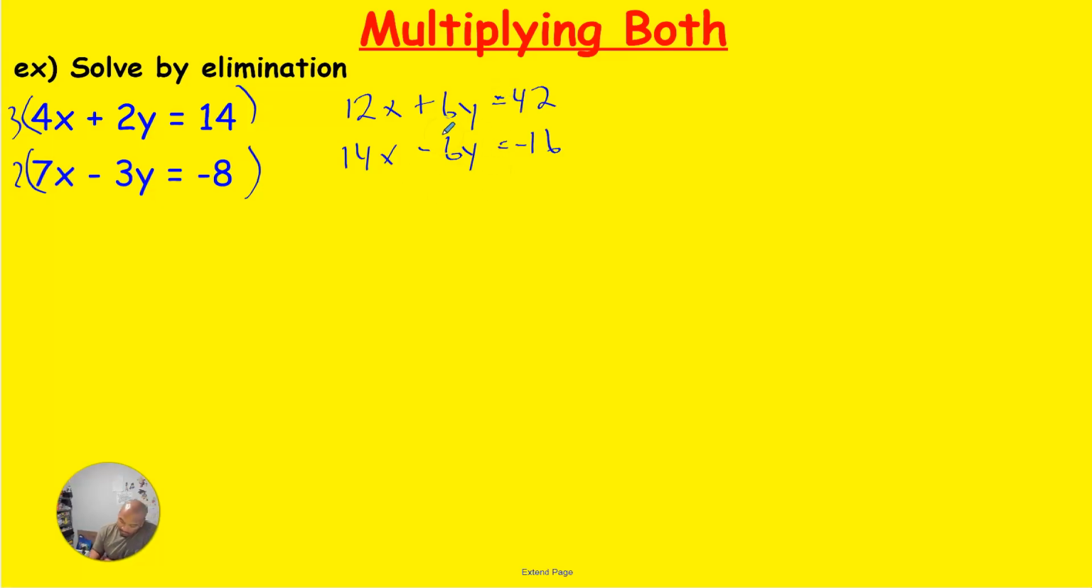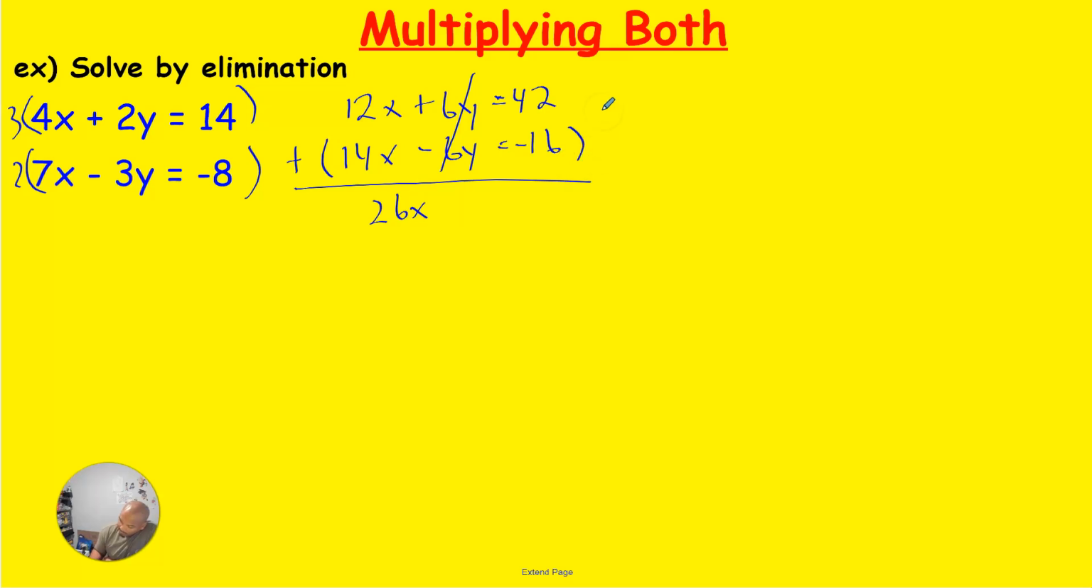All right. Now, if you notice, our coefficients here have different signs. So what are we going to do? We're going to add these equations together. And 12x plus 14x is going to wind up being 26x. And 6y plus negative 6y, that's going to be 0. And then we've got to come over here, guys, and take a look at this.